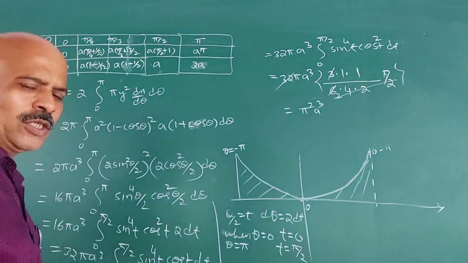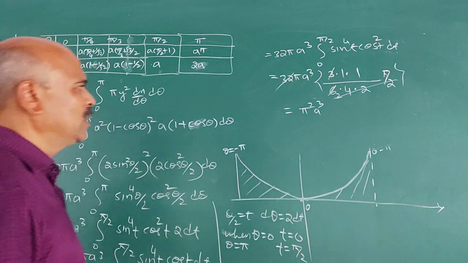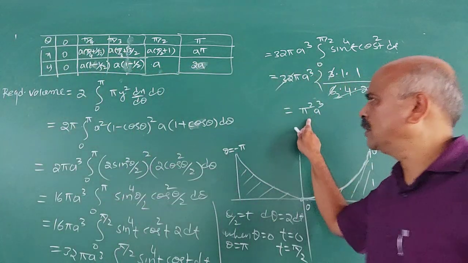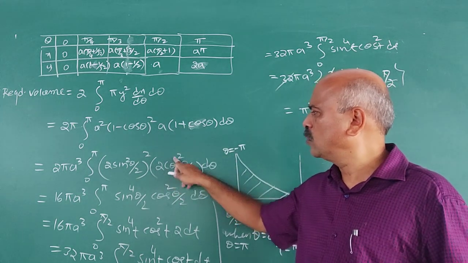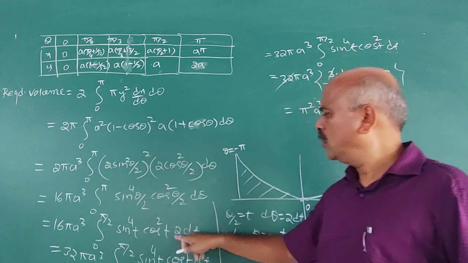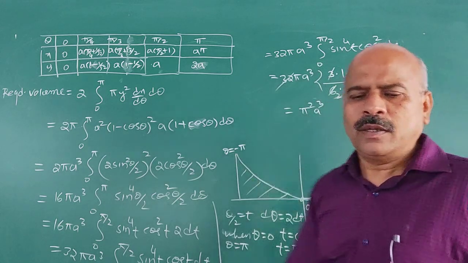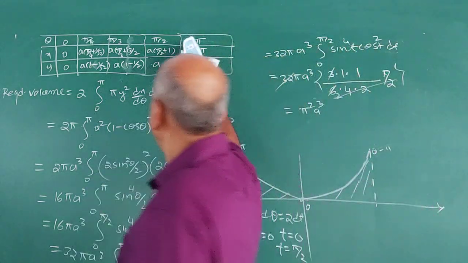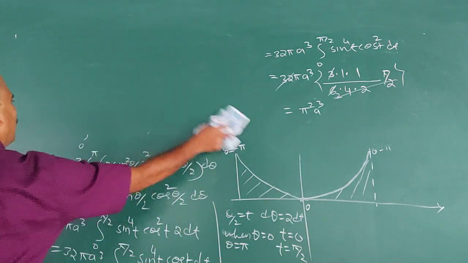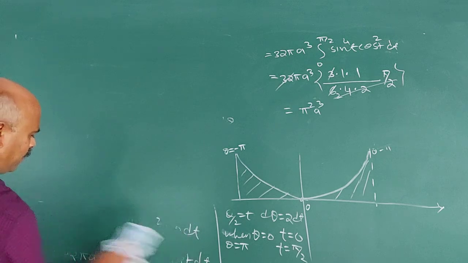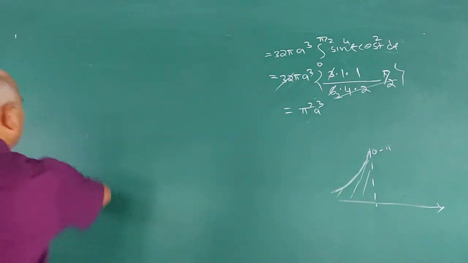Go through it again, because I committed a small mistake here that affects the final answer. I have made it correct here. 1 plus cos theta is 2 cos square theta by 2, so it changes and the integration becomes this one. Now for polar curves, what is the formula? First take the formula, and I will explain how to apply it.